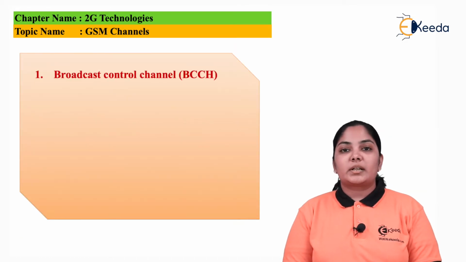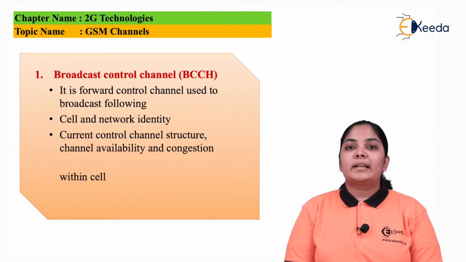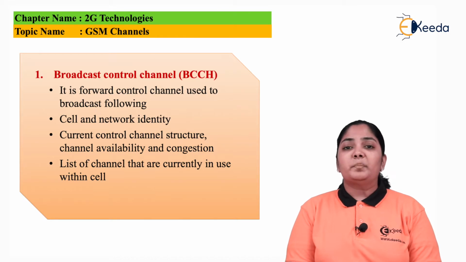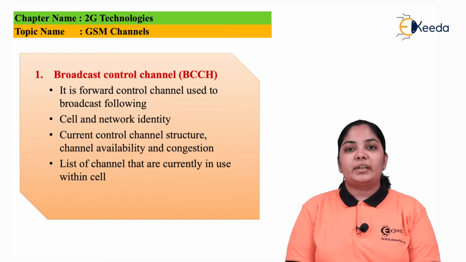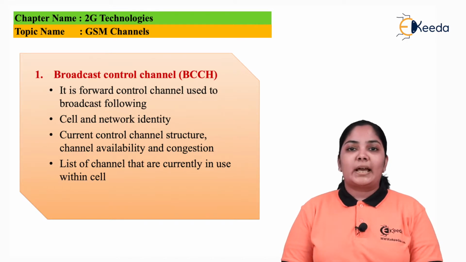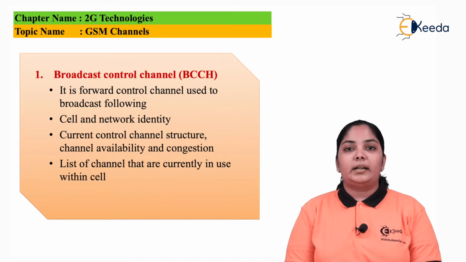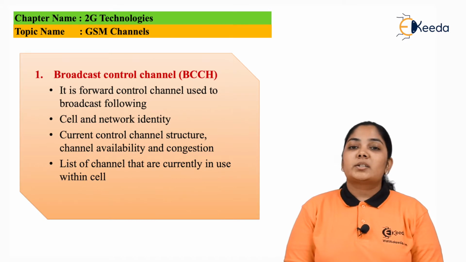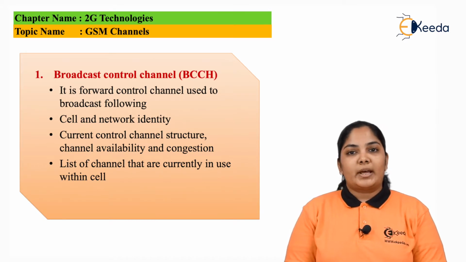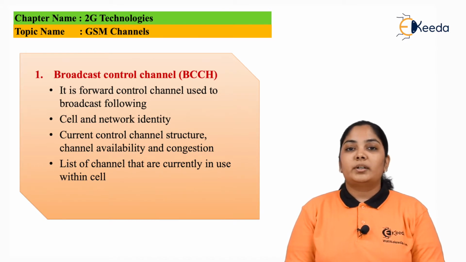Talking about the first kind of the broadcast channel, which is called the broadcast control channel or BCCH, this channel is used for identification of the various channels that are being used in the cell currently. It gives us a list of channels that are currently working or active in the entire cell. It is a forward link channel, which means it is a channel from the base station to the mobile station.